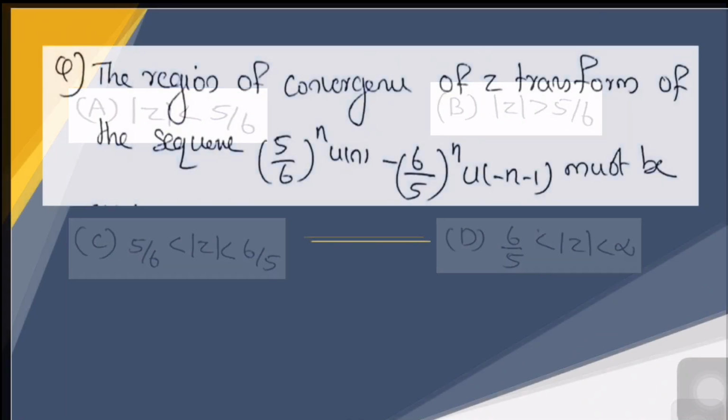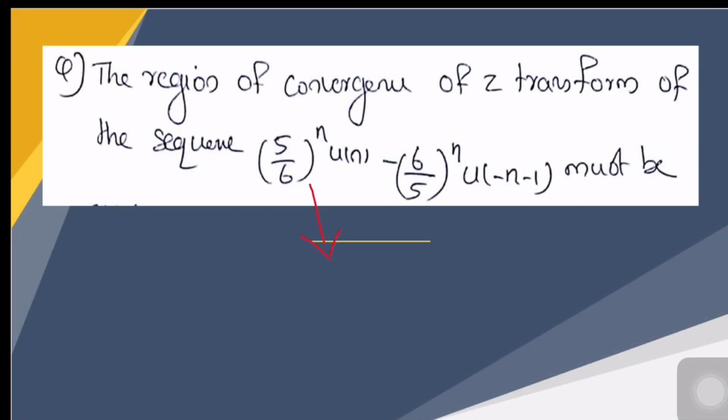and option D, 6/5 less than mod z less than infinity. Let us consider (5/6)^n u[n] as x1[n] and (6/5)^n u[-n-1] as x2[n]. So our desired sequence x[n] can be written as x1[n] minus x2[n]. Next, first we are going to find the Z transform and ROC of x1[n], then that of x2[n]. Finally, we combine these two to get our desired ROC.